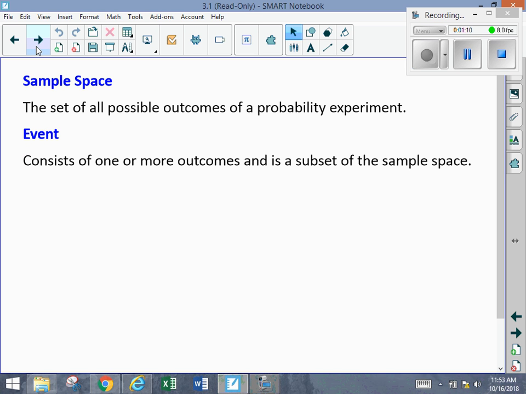So, sample space. The set of all possible outcomes in a probability experiment. In the case of rolling the die, what are all of our possible outcomes? Our possible outcomes are 1, 2, 3, 4, 5, 6, right? That's our sample space.